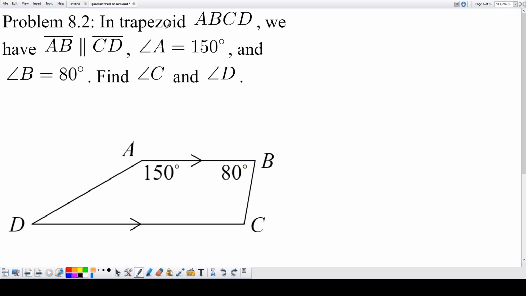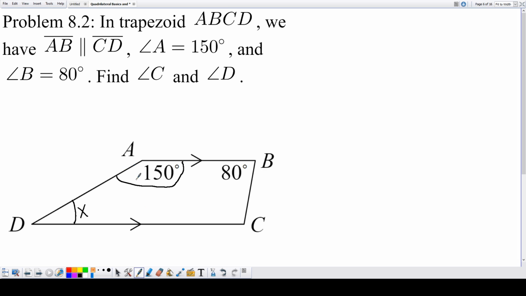In trapezoid ABCD, we have AB is parallel to CD, angle A is 150, angle B is 80, find angle C and angle D. Well, parallel lines always mean you have some sort of congruent or special types of angles, and that means if I have this angle here is 150, and let's say I want to find what this angle is, I'll call that X.